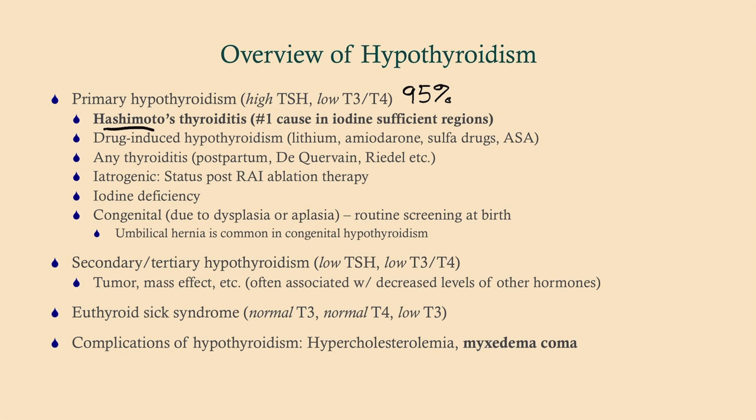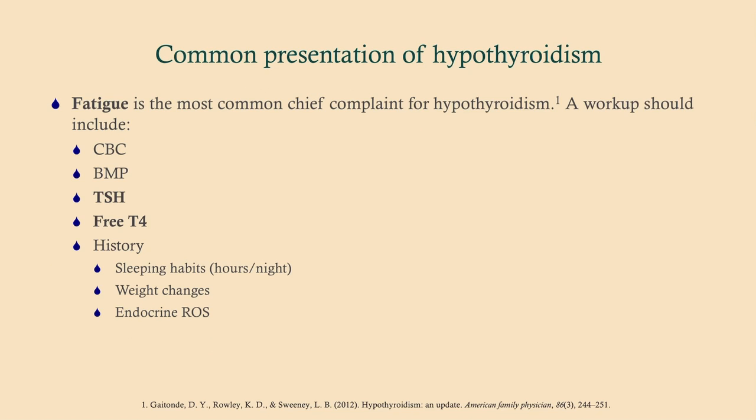Secondary and tertiary hypothyroidism is only about 5% of cases, and this is commonly due to a tumor. And so if you do have a secondary or tertiary hypothyroidism, you want to CT these patients to see if you can find a mass. There's something called euthyroid sick syndrome. I'm not going to get into this, but you can look it up. It's not commonly tested. And then the complications of hypothyroidism include hypercholesterolemia and myxedema coma, which we will go into.